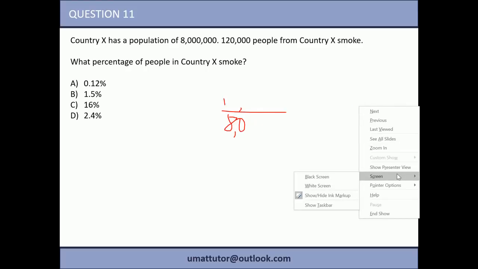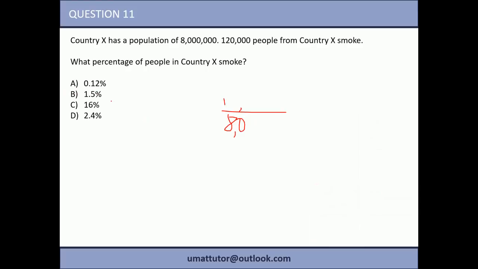At that point, you can work out, probably just intuitively, that if 1 in 80 smoke, and we're looking for a percentage, which is basically how many people out of 100 smoke, it's only going to be fractionally more than 1. So that percentage is going to be just over 1. So I would say pretty comfortably that I'd be happy with the answer of B, 1.5%.